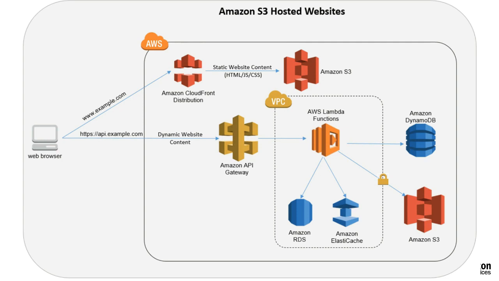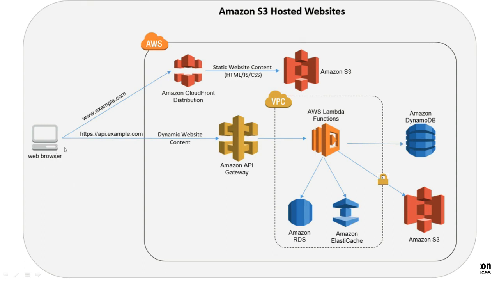So let us see a typical example. We have hosted our website in S3 actually. This is at the bottom right side, the red one, Amazon S3. This is dynamic content and the above one is static content.